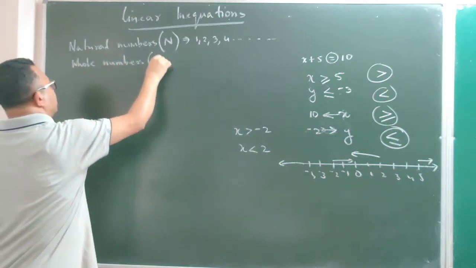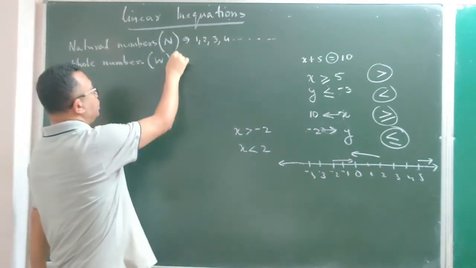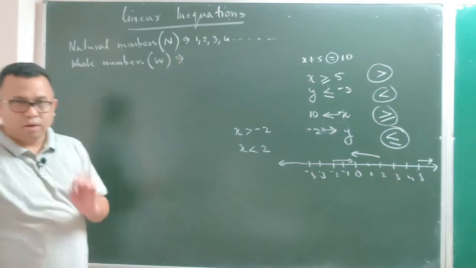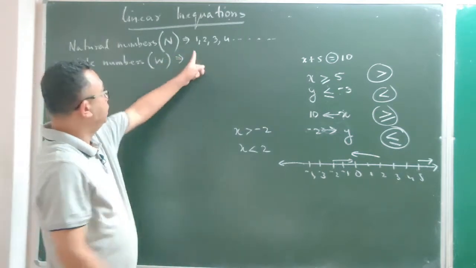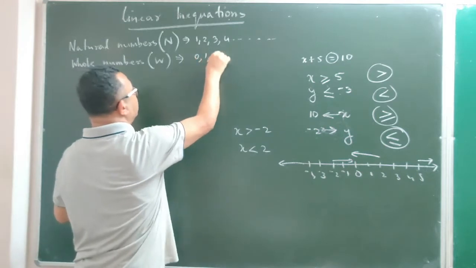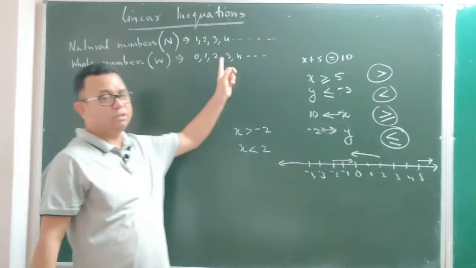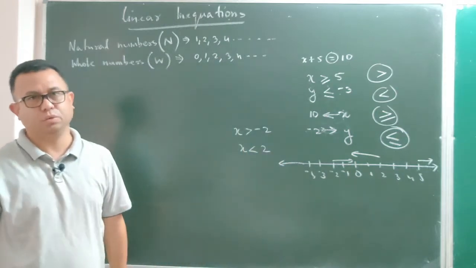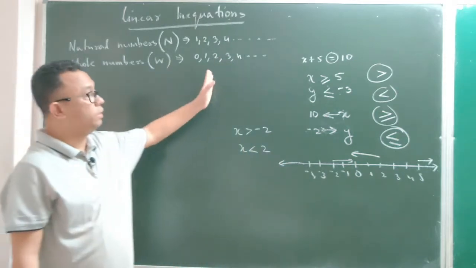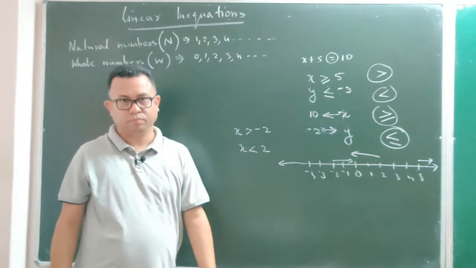Now whole number is represented by a symbol W. Now what is this W? The only difference between whole number and natural number is that here in whole number, 0 is also added. So in addition to whatever natural numbers are, the only extra thing is 0, whole number. And here also there will be no decimals and no fractions.